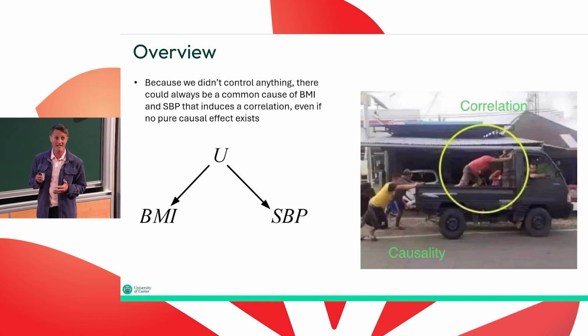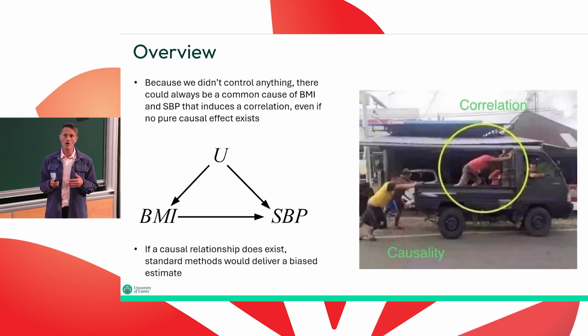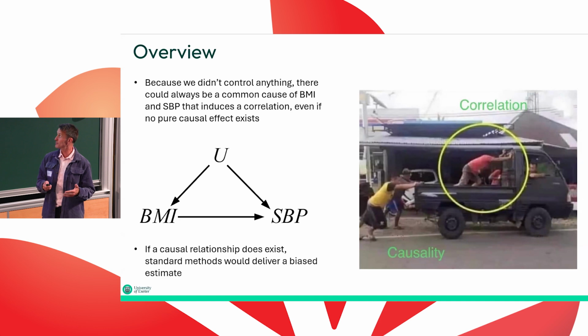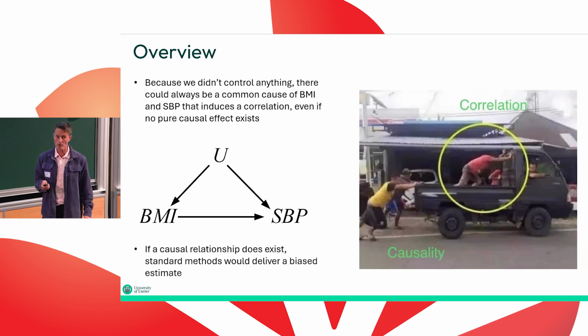Here's a causal diagram that I'm going to use over and over again in this talk. I hope that it's fairly interpretable. So U represents an unmeasured confounder. Now, even if there was a causal relationship between BMI and systolic blood pressure, as represented by the direct causal arrow, then if we measured the association between BMI and systolic blood pressure, what we would get would be the combination of the causal effect plus additional bias due to confounding that we didn't control for.